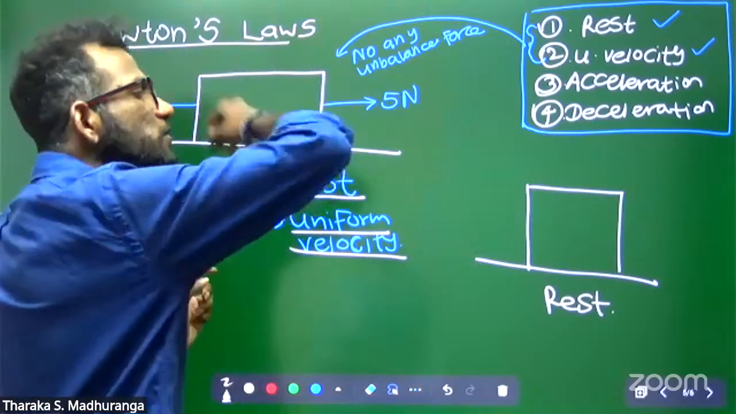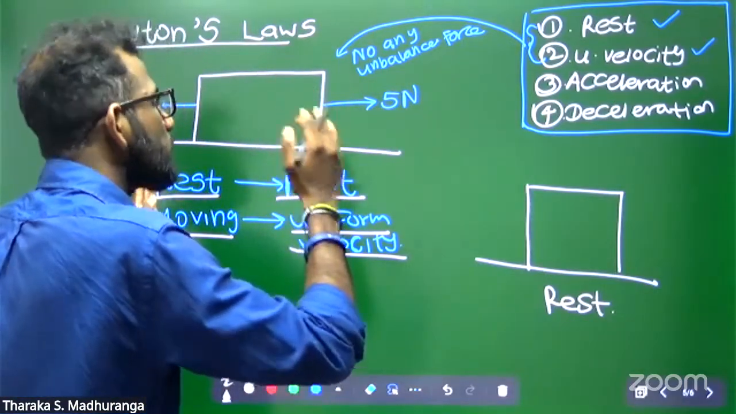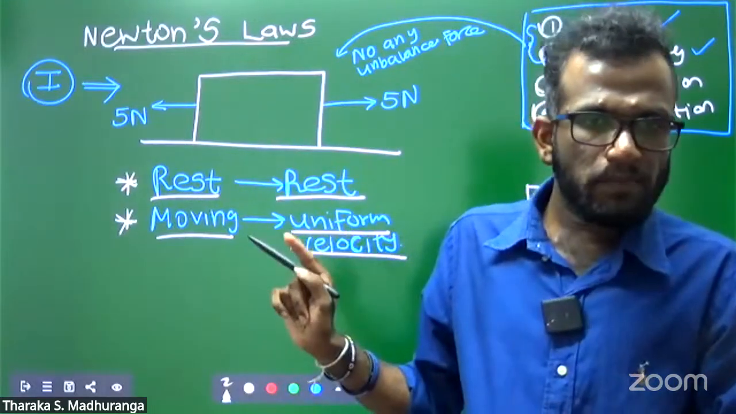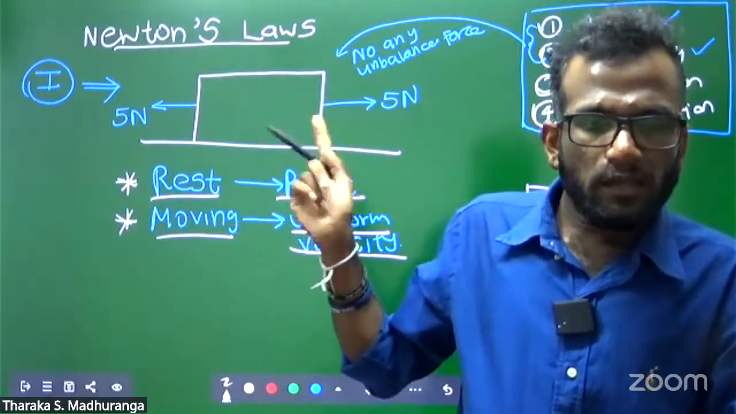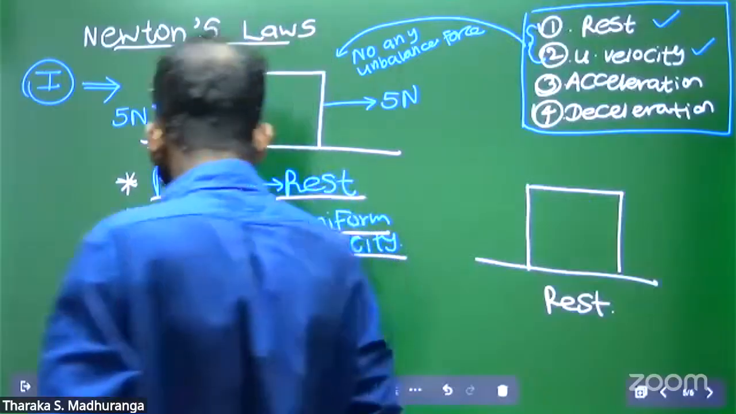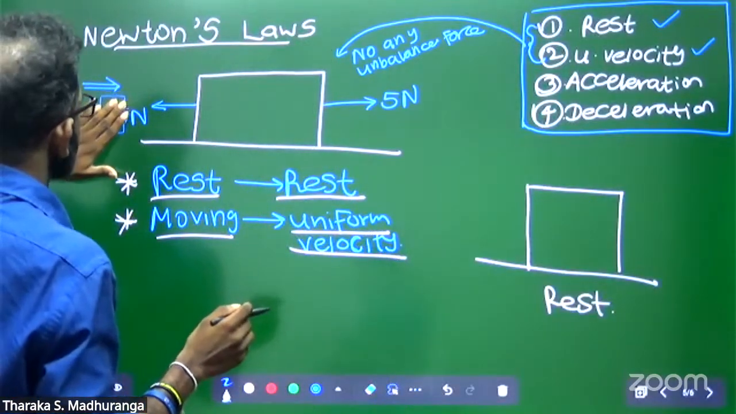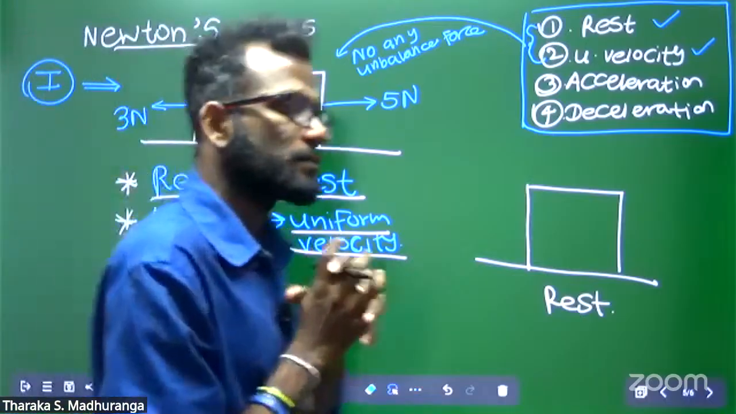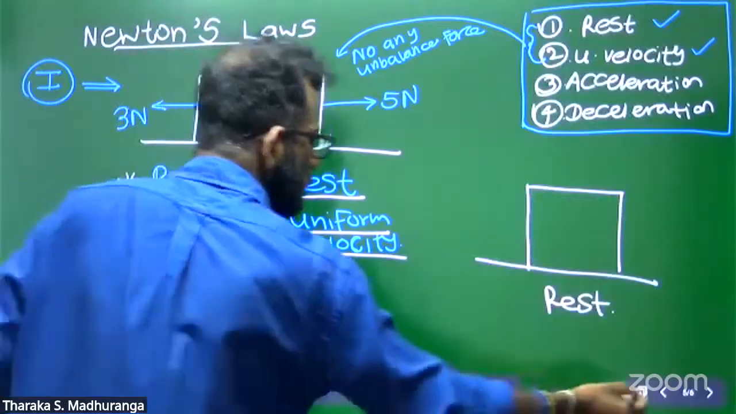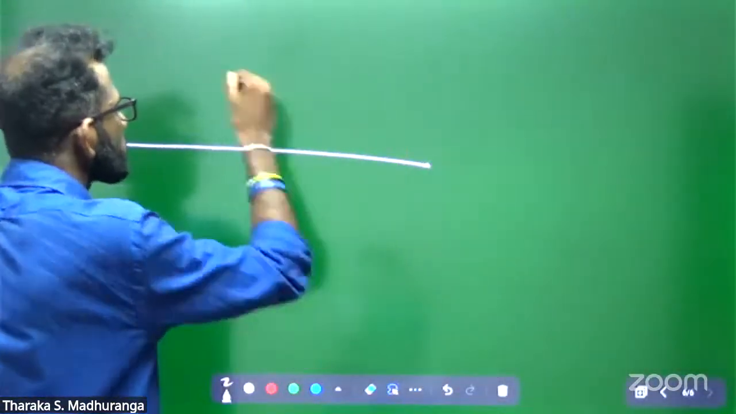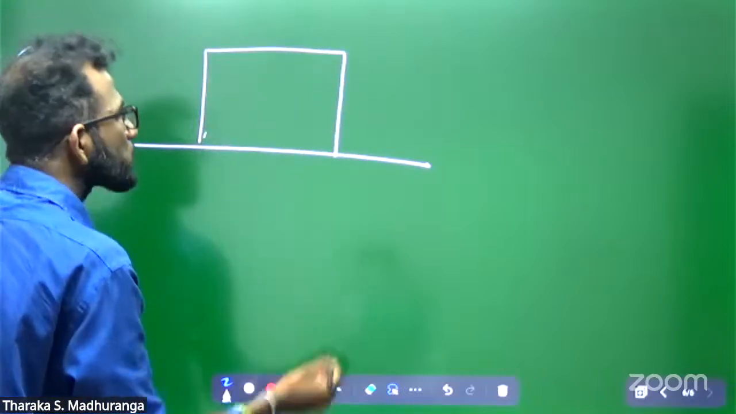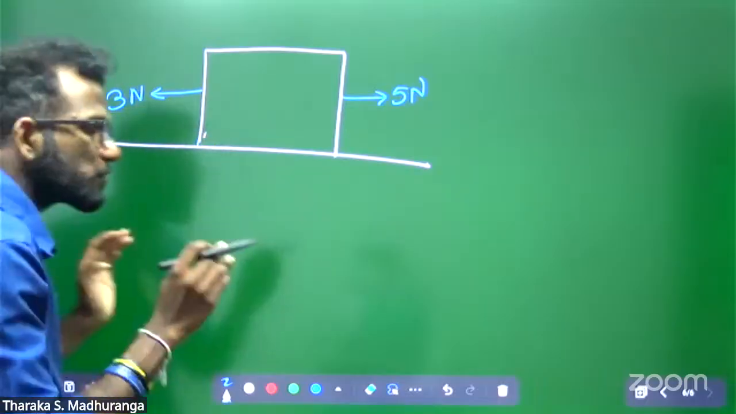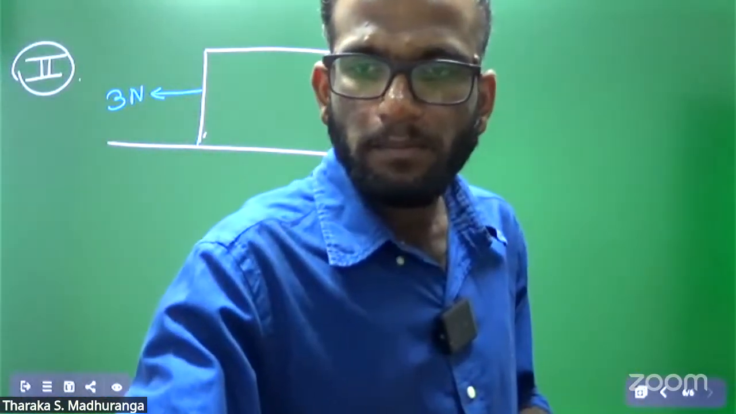If there is no unbalanced force acting, the object is at rest or moving with uniform velocity. That's the first law. Now think, if I change this value into 3 Newton, is this object balanced or not? If you want, I'll draw it again. Now this is the object. This one is 5 Newton, this one is 3 Newton. Is this a balanced object or an unbalanced object?